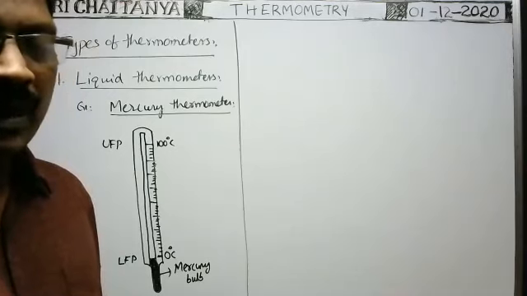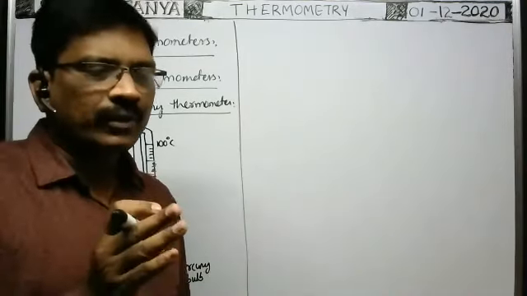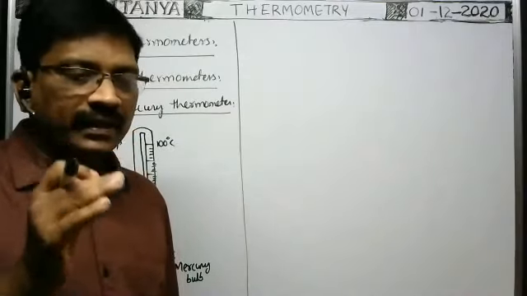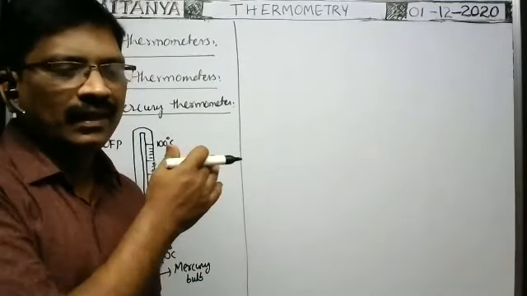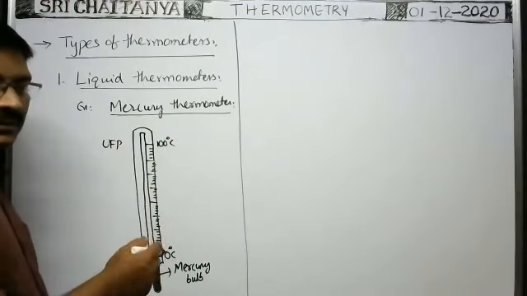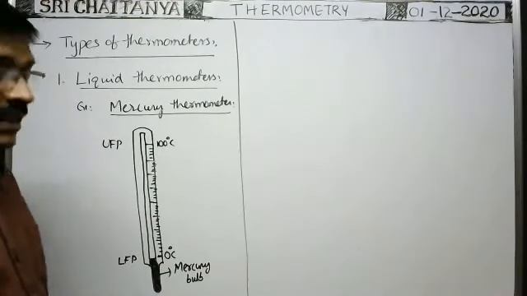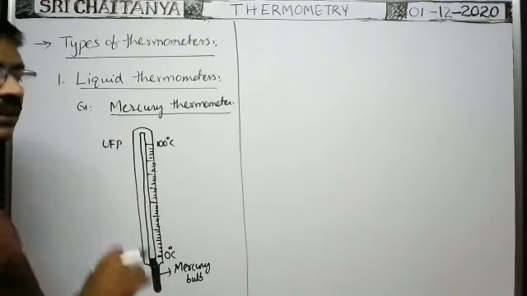So that is the characteristic property of the mercury. Which type of liquid do they prefer? The liquid which cannot evaporate easily and cannot stick to the walls of the bulb, the walls of the thermometer. Such a liquid is used in the liquid thermometer.